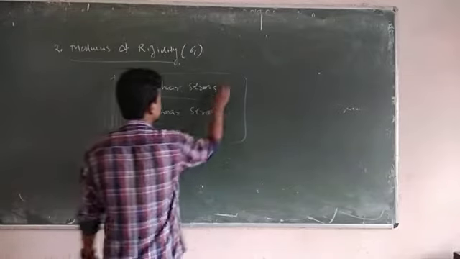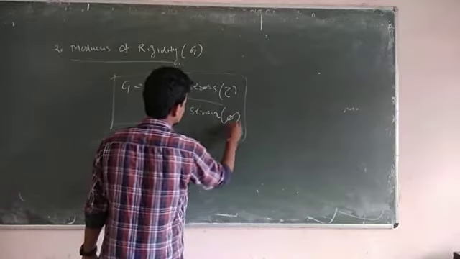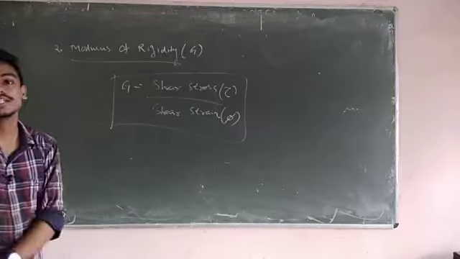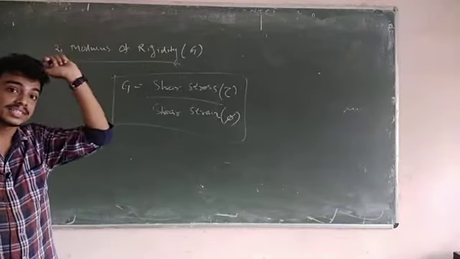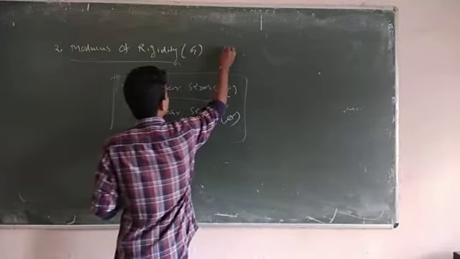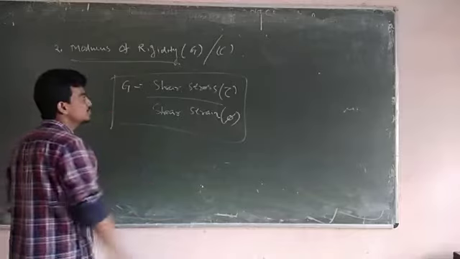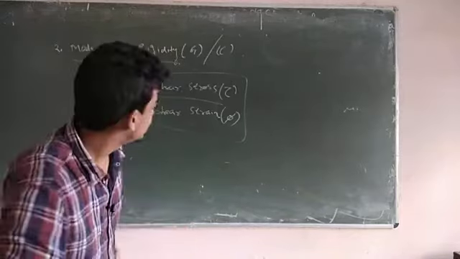Shear stress is denoted by tau, shear strain is phi. So the ratio of shear stress and shear strain is modulus of rigidity. This is generally represented as G or C also. Don't get confused, it may be C. If you write C, that will also work. G or C.